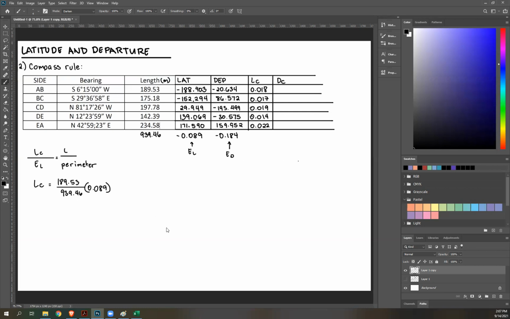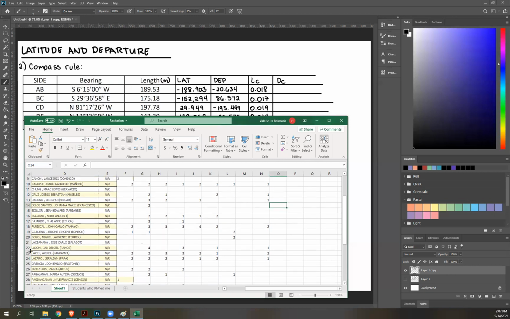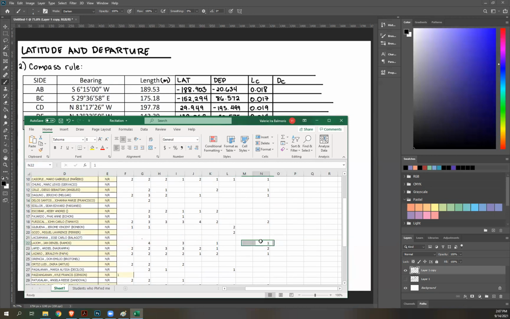Again, 3 decimal places. Correct, Alyssa and Zalika. 2 points ka na daw. So the next one is Jan. So Lahong Pagalanan. So 0.037.